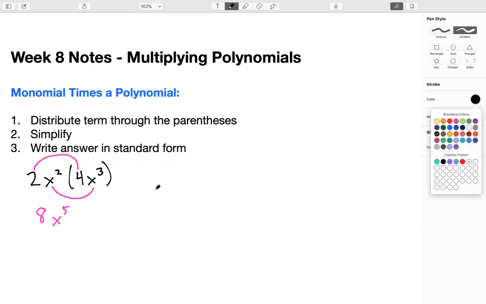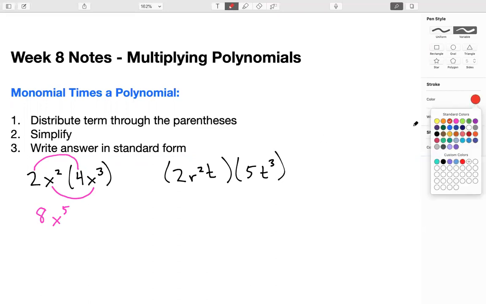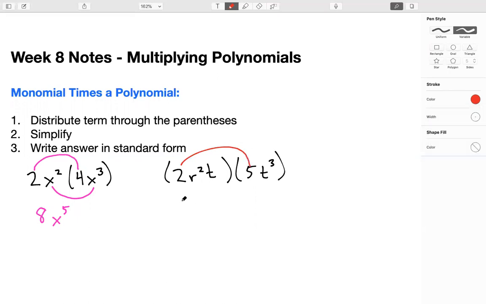Let's try another one. 2r squared t times 5t to the 3rd power. We'll multiply the coefficients. 2 times 5 again, we'll get 10. R squared, we can't multiply times another r, so we're just going to leave it as is. And then the t is multiplied by the t cubed, and there's a 1 here. So we're going to add 1 plus 3. And we're done.